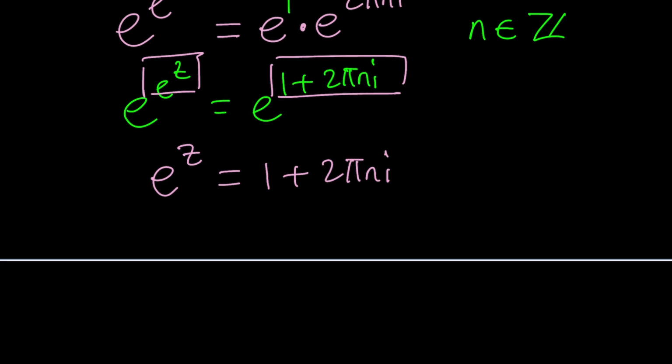Because 1 plus 2 pi ni is a complex number. Okay? Let's go ahead and write it in polar form. Again, thanks to Euler, we can do that. Let's go ahead and set w equal to 1 plus 2 pi ni.